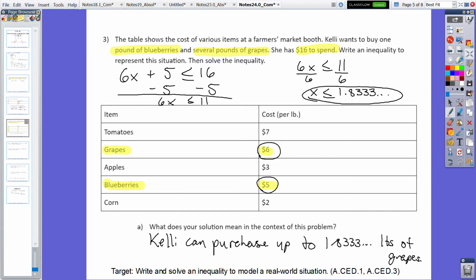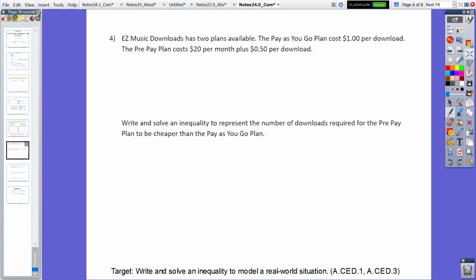All right, another example here. Easy Music Downloads has 2 plans available. The pay-as-you-go plan, which costs $1 per download, and the prepaid plan, which costs $20 a month, plus 50 cents per download. Write and solve an inequality to represent the number of downloads required for the prepaid plan to be cheaper than the pay-as-you-go plan. Okay, we want to be able to model these using algebra. In this case, our variable is going to be the number of downloads. Let's use D, a lowercase d, to represent that.